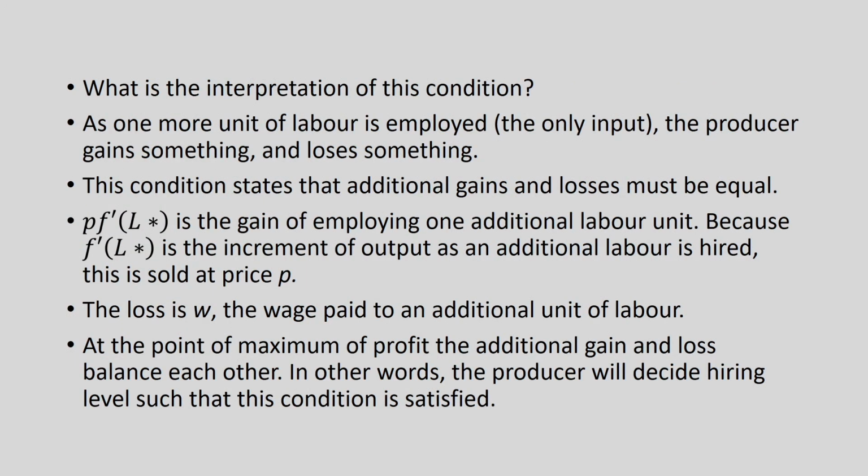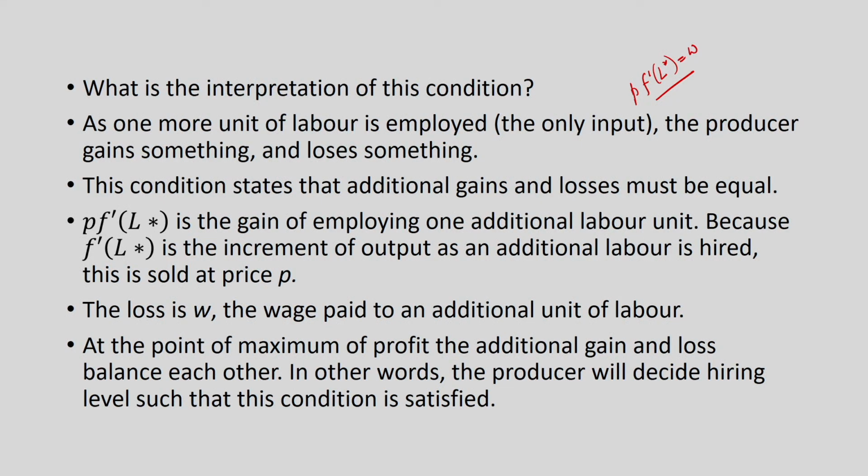What is the interpretation of this condition? This condition means P f dash of L star is equal to W. As one more unit of labor is employed, labor being the only input, the producer gains something and loses something. This condition states that additional gains and losses must be equal. So, how can we say that the condition is indeed stating that the additional gains and losses must balance each other?